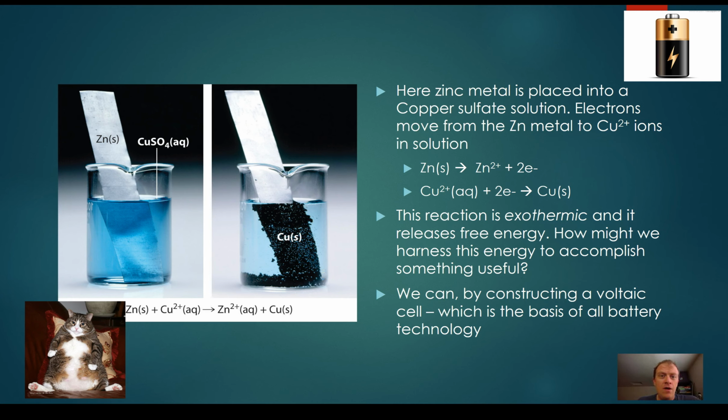And obviously, with the way the world is now, with devices and electric cars and all that kind of thing, battery technology is some of the most important and most critical stuff to the future going forward. So again, what we're talking about basically is batteries. This is the basis of how they work, is voltaic cells or galvanic cells.